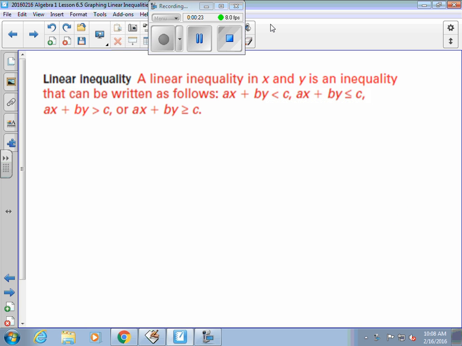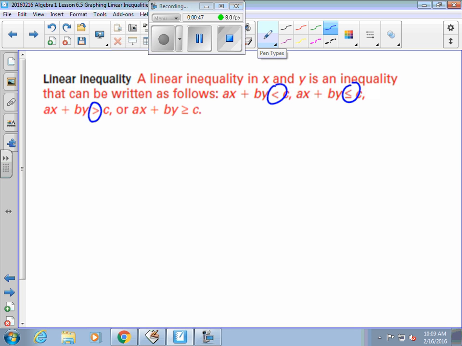A linear inequality in x and y is an inequality that can be written as ax plus by. This is just standard form if you notice it. Ax plus by equals c. It's just saying less than or equal to, greater than or greater than or equal to. That's all it's saying. It's a big long definition that just shows you standard form with the four different inequality symbols in it. That's what a linear inequality is.